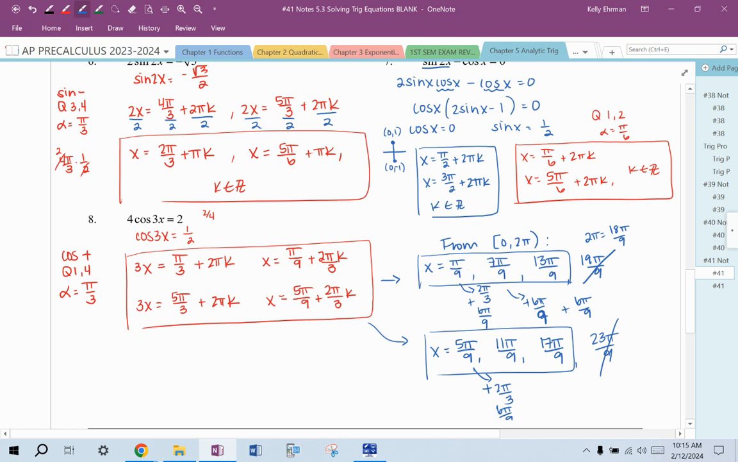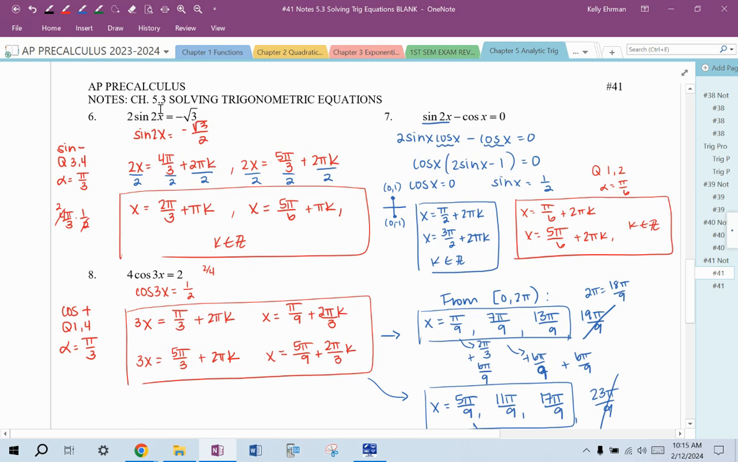So there is a pattern here. When the angle is 3x, you should get 3 angles for each set that you found. If I did this for number 6, because the angle is 2x, I should get 2 answers from this solution and 2 answers from this solution that fit within one full circle. And if the angle is just x, from 0 to 2 pi, I should just get one set of answers from each that fits within one full circle.